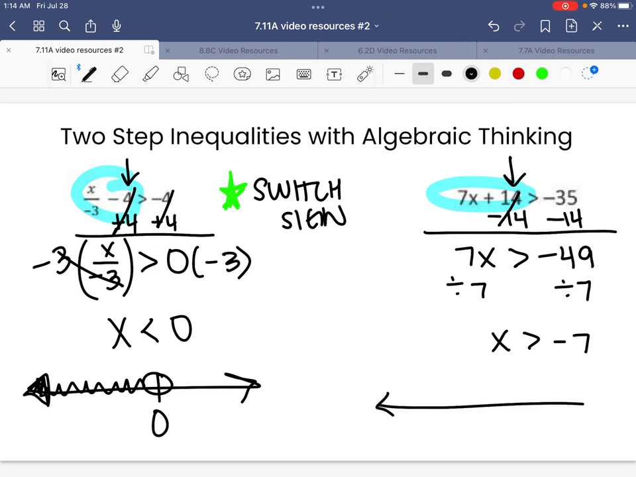And so when I graph that on my number line, I have -7. Again, my dot is open because my symbol does not include an equal. And I want numbers greater than -7, so I will shade towards greater values.